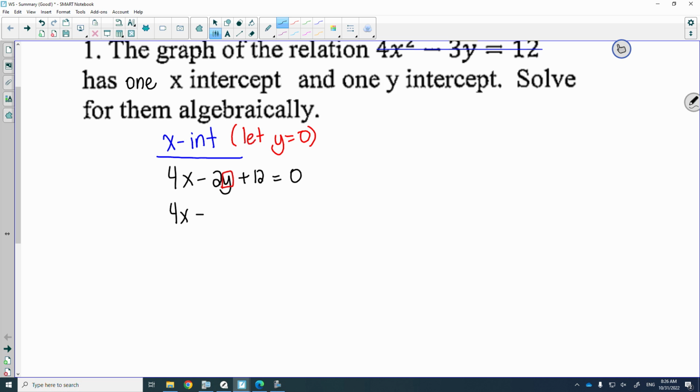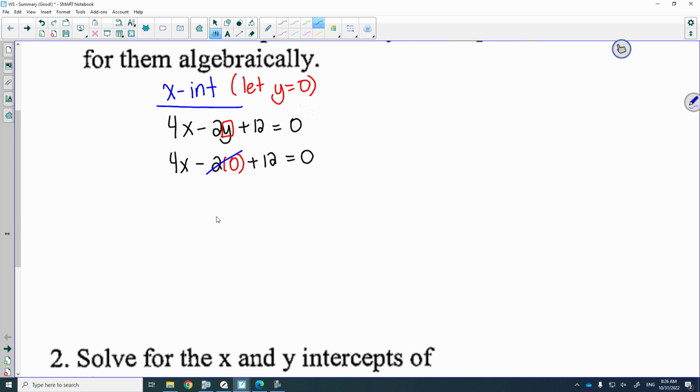So 4x minus 2 times 0 plus 12 equals 0. You do not have to write out 4x minus 0. At this point, you can just cross this out, because you know that anything times 0 is 0, so you could just get rid of it at this stage and write out 4x plus 12 is equal to 0.